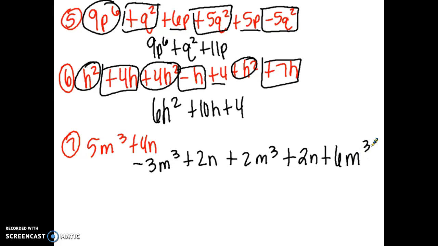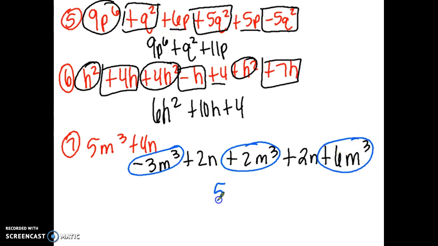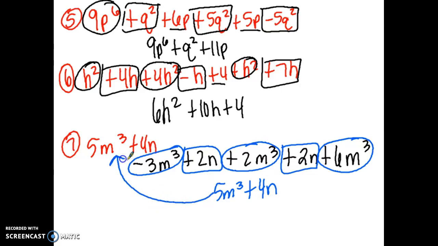So when I simplify this expression, it will break down to 5m cubed plus 4n, because negative 3m cubed plus 2m cubed is negative 1. Negative 1 plus 6 is 5m cubed. Then I have 2n plus 2n, which is 4n. So that gave me my same answer.